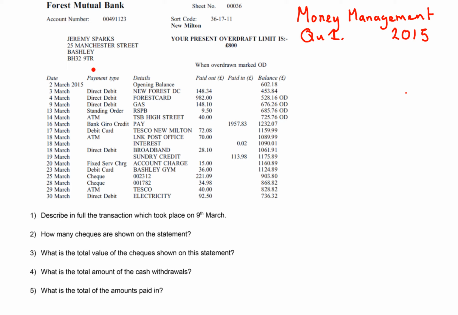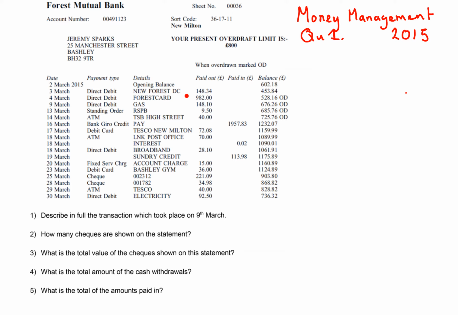We have the payment type. What sort of payment was it? Was it direct debit? Was it a standing order? ATM refers to cash withdrawal. So we have your debit card, a check. This is the payment type. This column here, details, gives you more details. For an example, this direct debit here, what type of direct debit was it? It was given to a gas company.